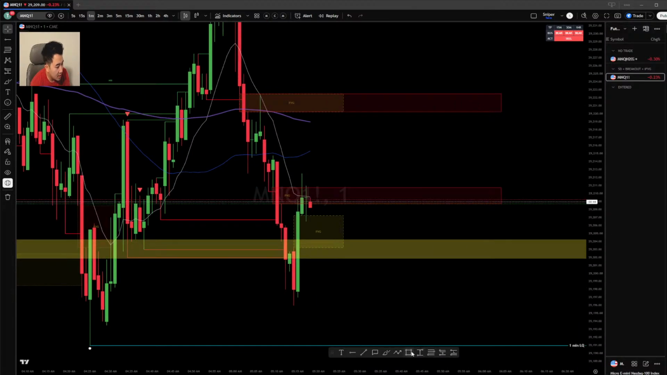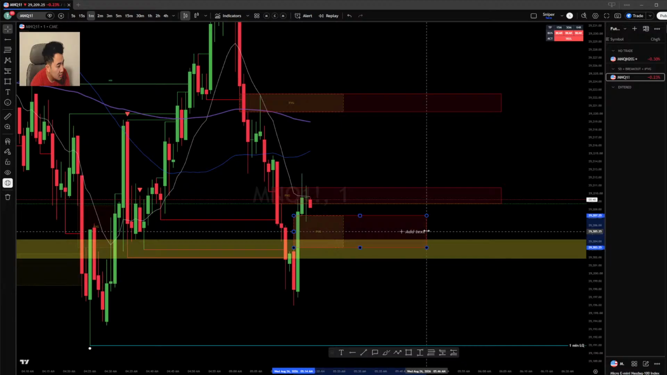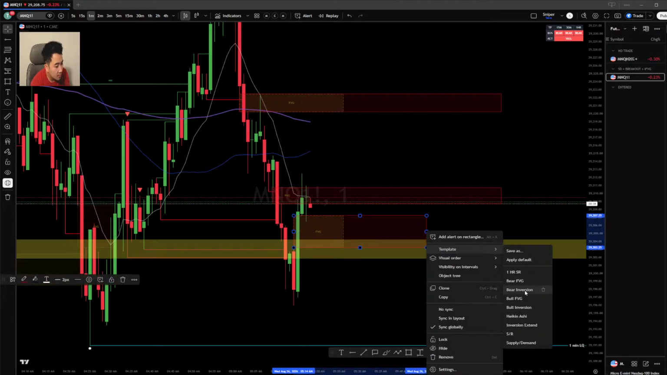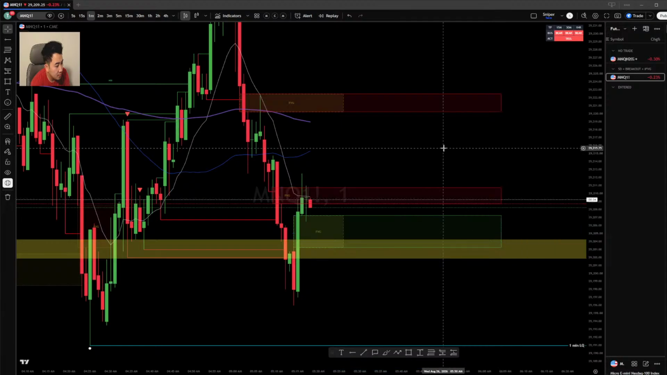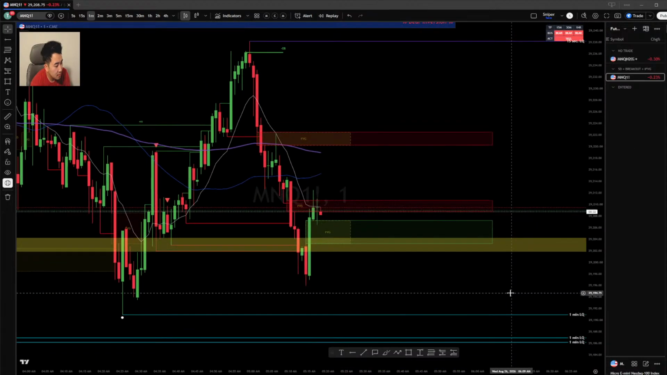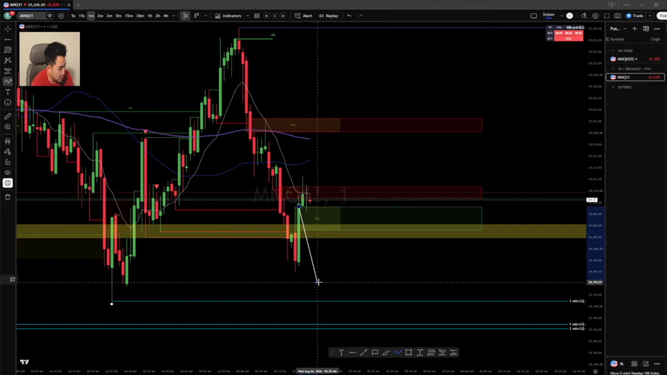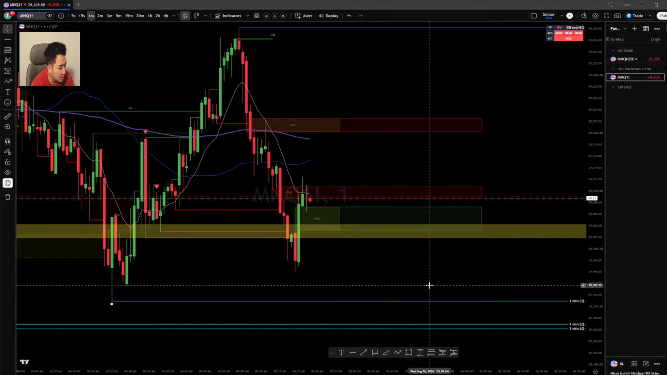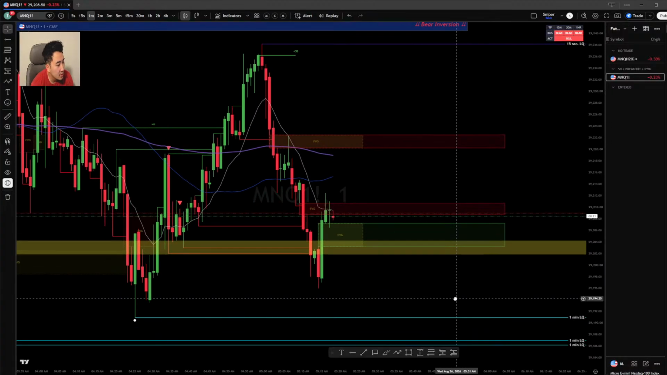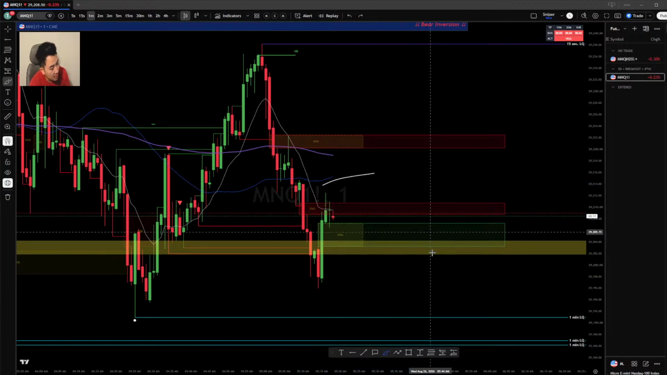Right here we have a bullish FVG. Now possibly price breaks below it, retests, and then continues downwards. We could look for profits down there, just based on where the EMAs, SMAs are lining up.